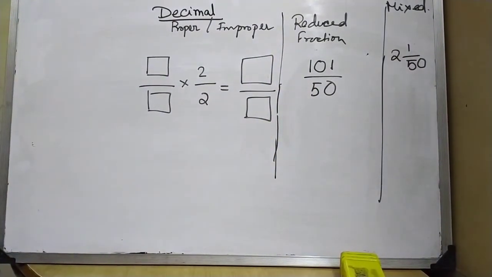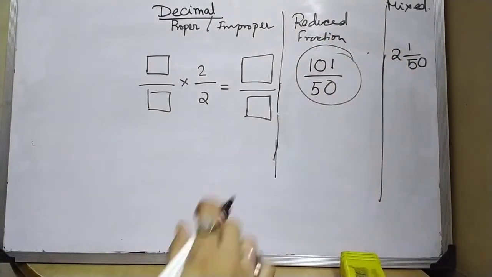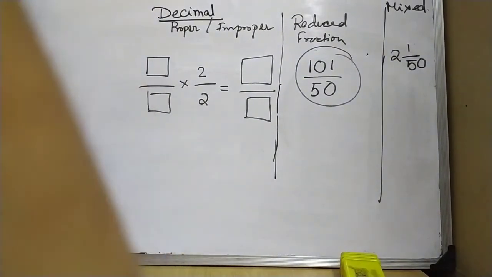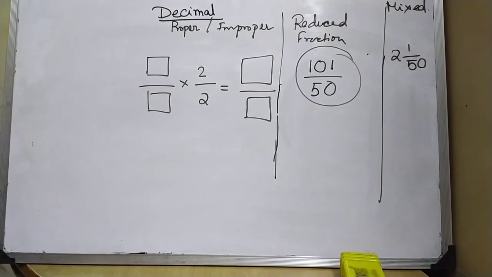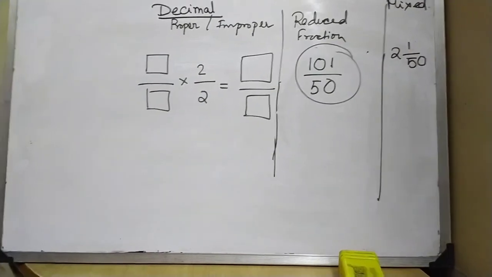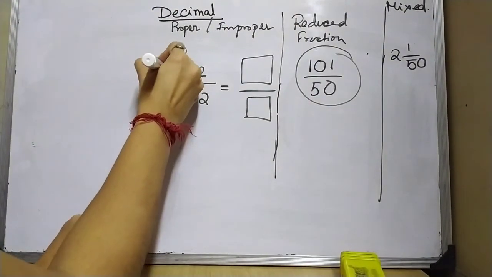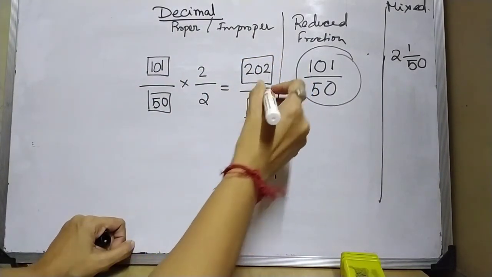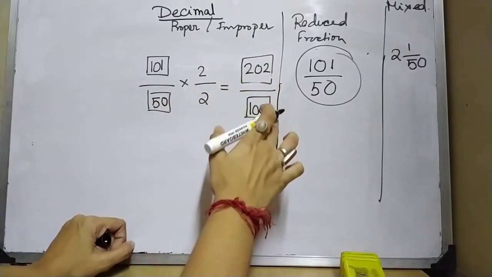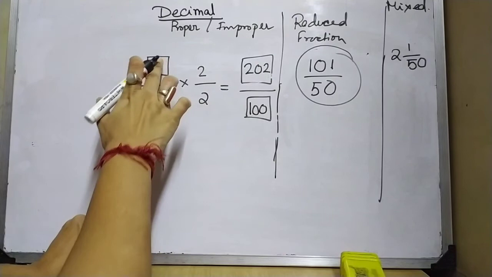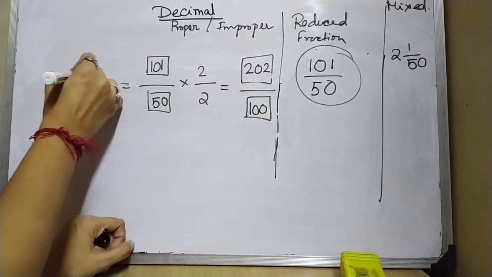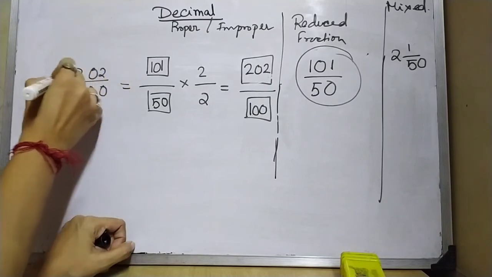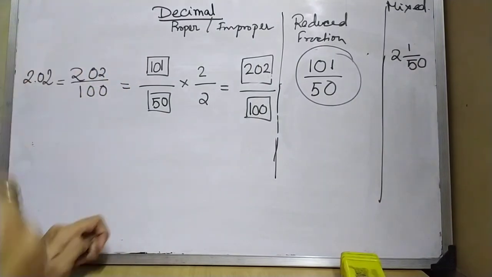That means we are dividing this number, and this is the reduced fraction. By reducing this fraction we get 101 by 50. So what we need to do is find the actual fraction. So I am putting this number here. The actual fraction was like this: we cancel these two by 2 and 2, and then we get 101 and 50. So the actual fraction is 202 by 100, that is, 2.02. This was the actual fraction.